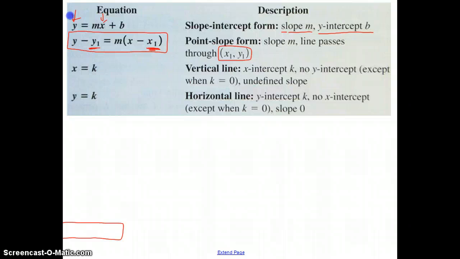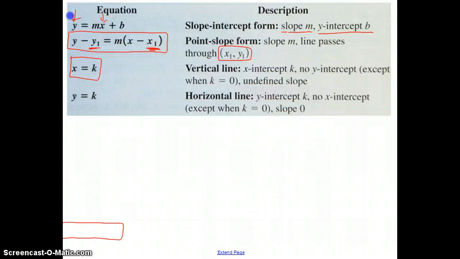We'll do some examples with this, but like I said, I'm starting to like this point-slope form more and more. Vertical lines: the equation is x equals a number. Whatever point that vertical line goes through, wherever it crosses the x-axis, that's the equation.